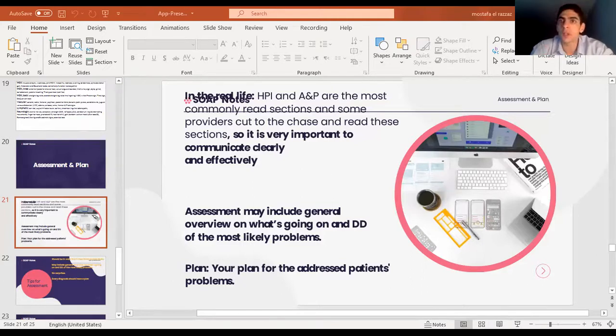Are you going to call pulmonology? Are you going to not call pulmonology? Are you going to call cardio to rule out CHF exacerbation? Are you going to order an echo for this patient to rule out any systolic or diastolic dysfunction? So essentially, this is your plan.